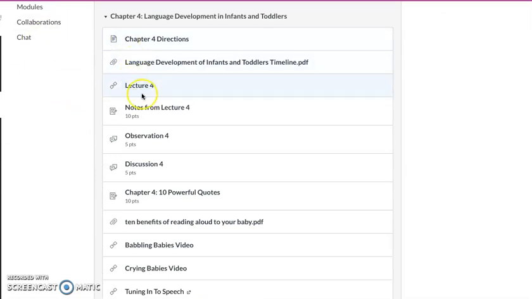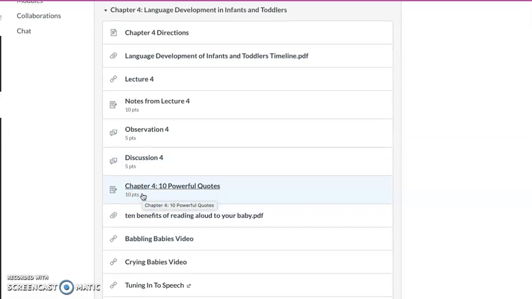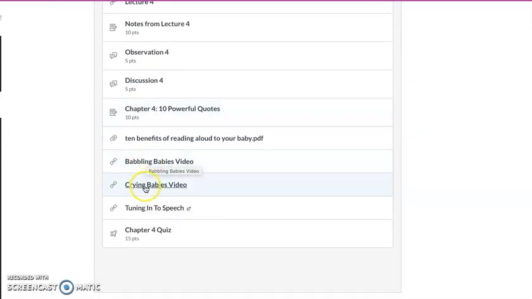So let's see. These are our notes from our lecture. The observation of the babies, the discussion, and here is what you're going to read to go into that discussion. Right here are the 10 powerful quotes from reading the chapter. And then right here, these 3 are links to videos that I mention in the lecture. It'll say, please stop, pause the lecture, and go watch this short little clip. And then, of course, here is your Chapter 4 quiz.